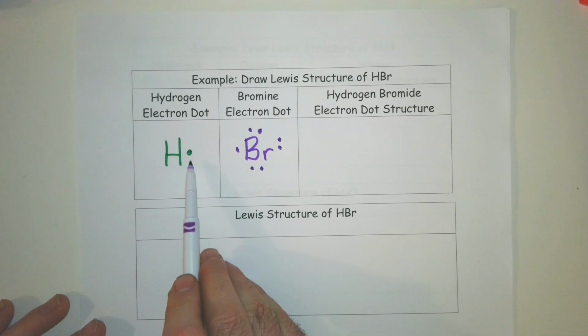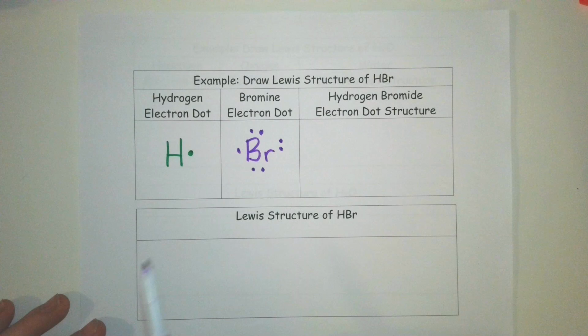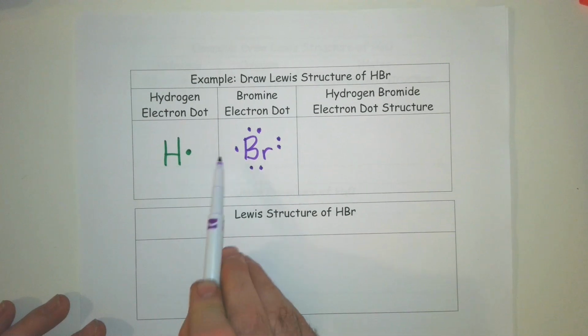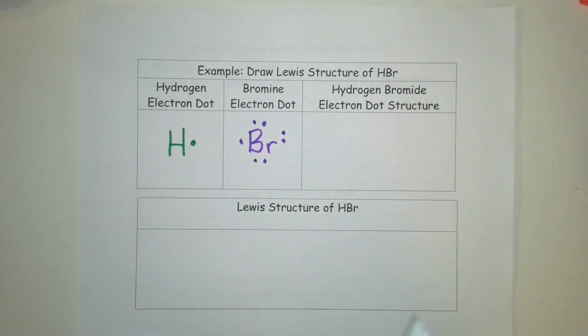Okay. Hydrogen has 1 valence electron. Hydrogen is an exception to the Octet Rule. It is satisfied with 2 because it's so tiny. Bromine has 1 unpaired valence electron. It needs 1 more, so they are going to share those atoms in a covalent bond.